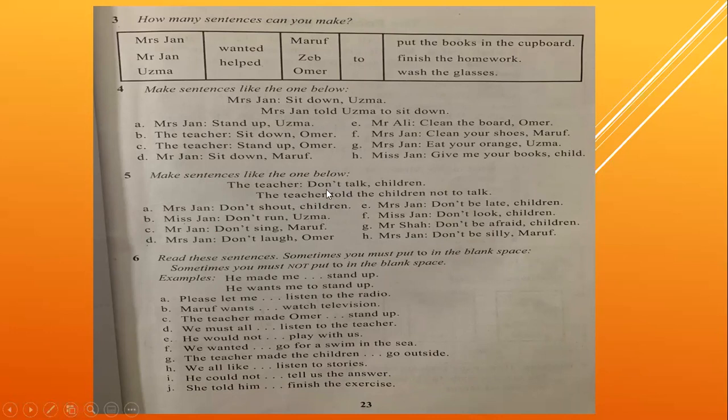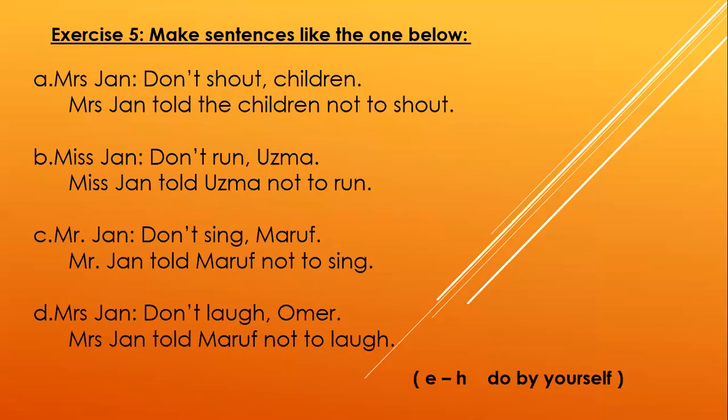This is the direct speech, don't talk. Either not to talk. The teacher told the children not to talk. What did they do there? Not to talk. Okay? Now see this exercise. I'm giving you some examples here. Others you will do on your own.